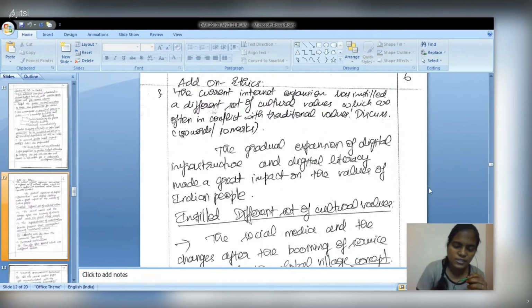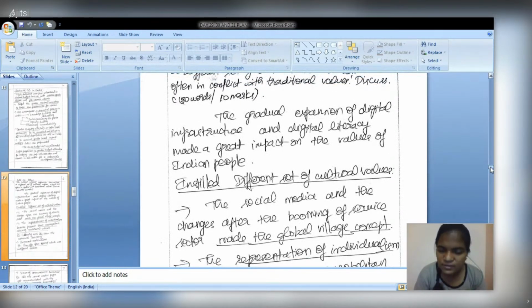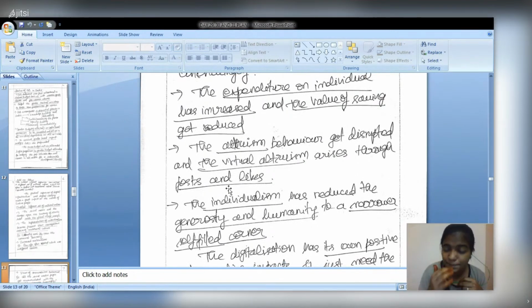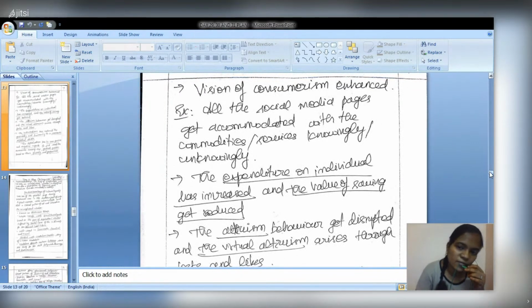That's all. Okay, the first part should be the emergence of a new, different set of cultural values. The second part should show the conflict with the traditional values. That's all. So it's my opinion and my perspective, so you write your own answers. I will just show you that the new set of values means the global village concept has occurred now. Representation of individualism has become greater. Okay, the show-off category. We can now show off our representation of self or individual rather than the community or cosmopolitan nature. Consumerism is enhanced because while we are using social media, commodities or services, knowingly or unknowingly, get accumulated in our pages. Consumerism has enhanced, and people are getting rated with their products.